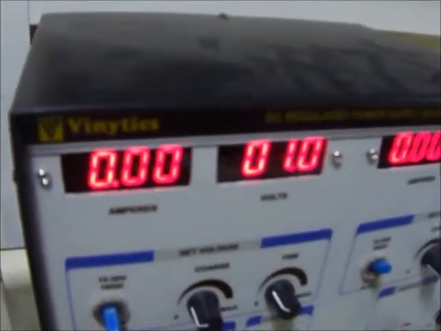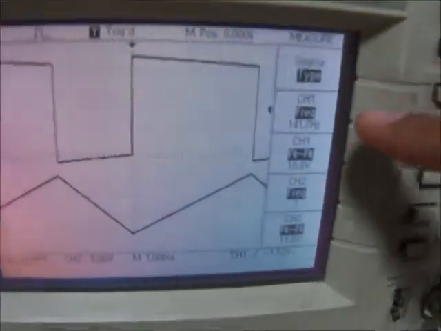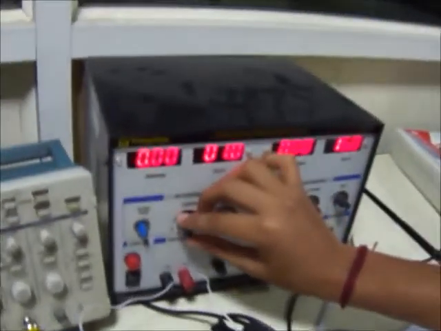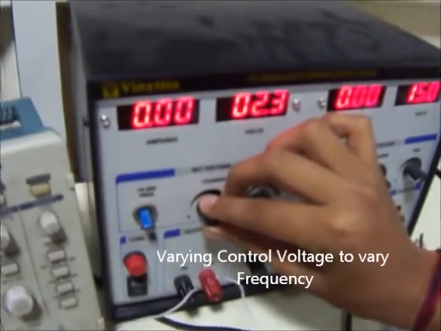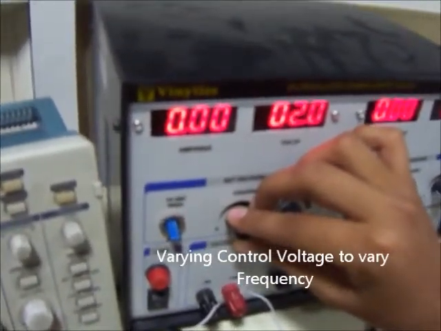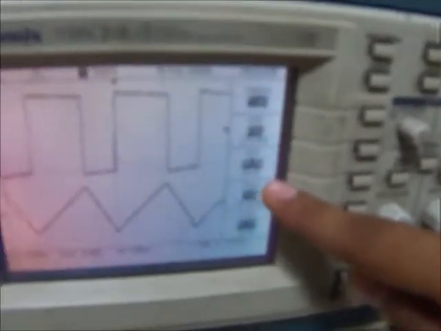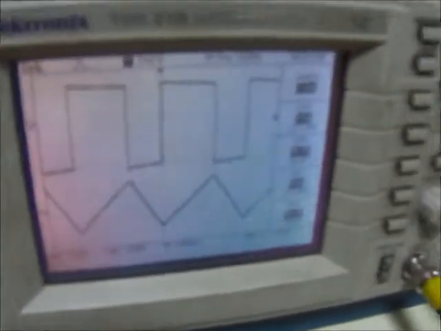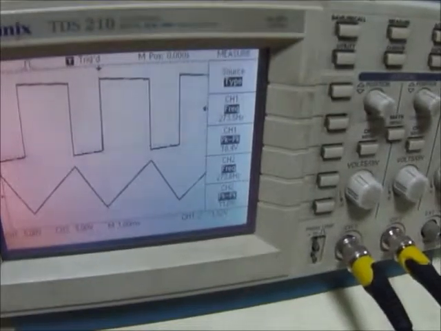The resulting waveforms have a frequency of 140 Hz at 1 volt control voltage. The peak-to-peak voltages, however, have increased from 13 and 10 volts to 18 and 13 volts respectively. We increase our control voltage to 2 volts, and as we can see, the frequency has increased to 278 Hz, and the amplitude peak to peak voltages have remained the same at 18 and 14 volts respectively, as can be clearly seen.